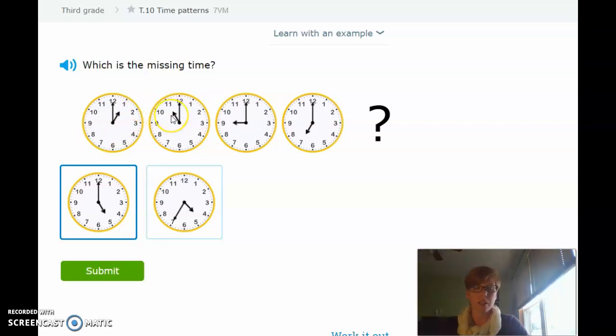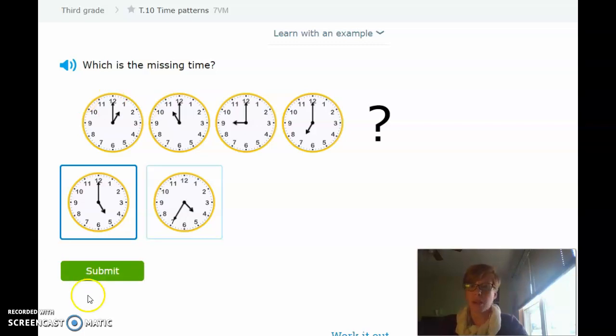Well, from 1 o'clock to 11 o'clock, how many hours is that? Well, I know that from 1 o'clock to noon, if I'm going backwards, it's just 1 hour. And from noon to 11 o'clock is 2 hours. See how I'm counting backwards? And then from 11 o'clock to 9 o'clock, I'm going backwards 2 more hours. 11, 10, 9. And then from 9 o'clock to 7 o'clock, I'm going backwards 2 hours.